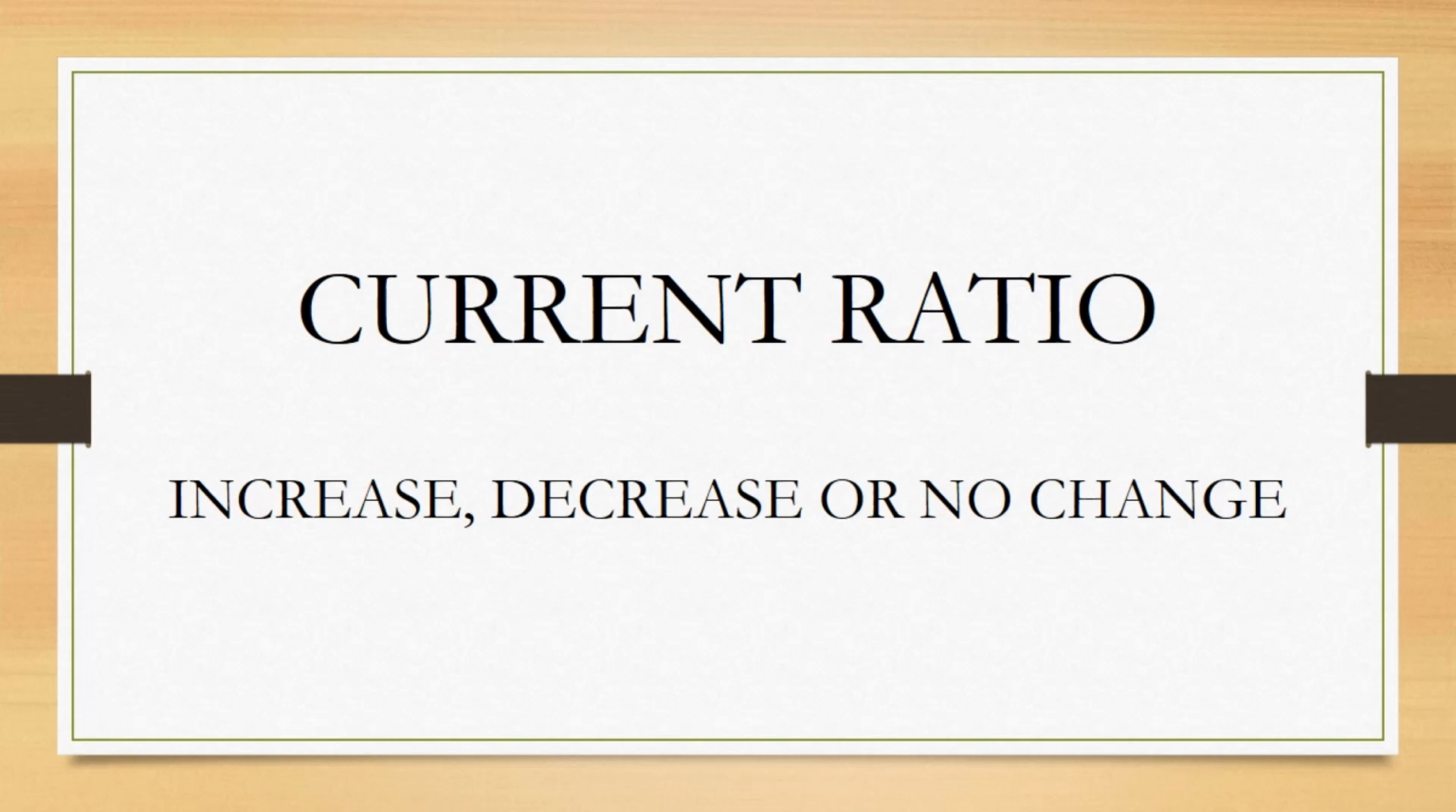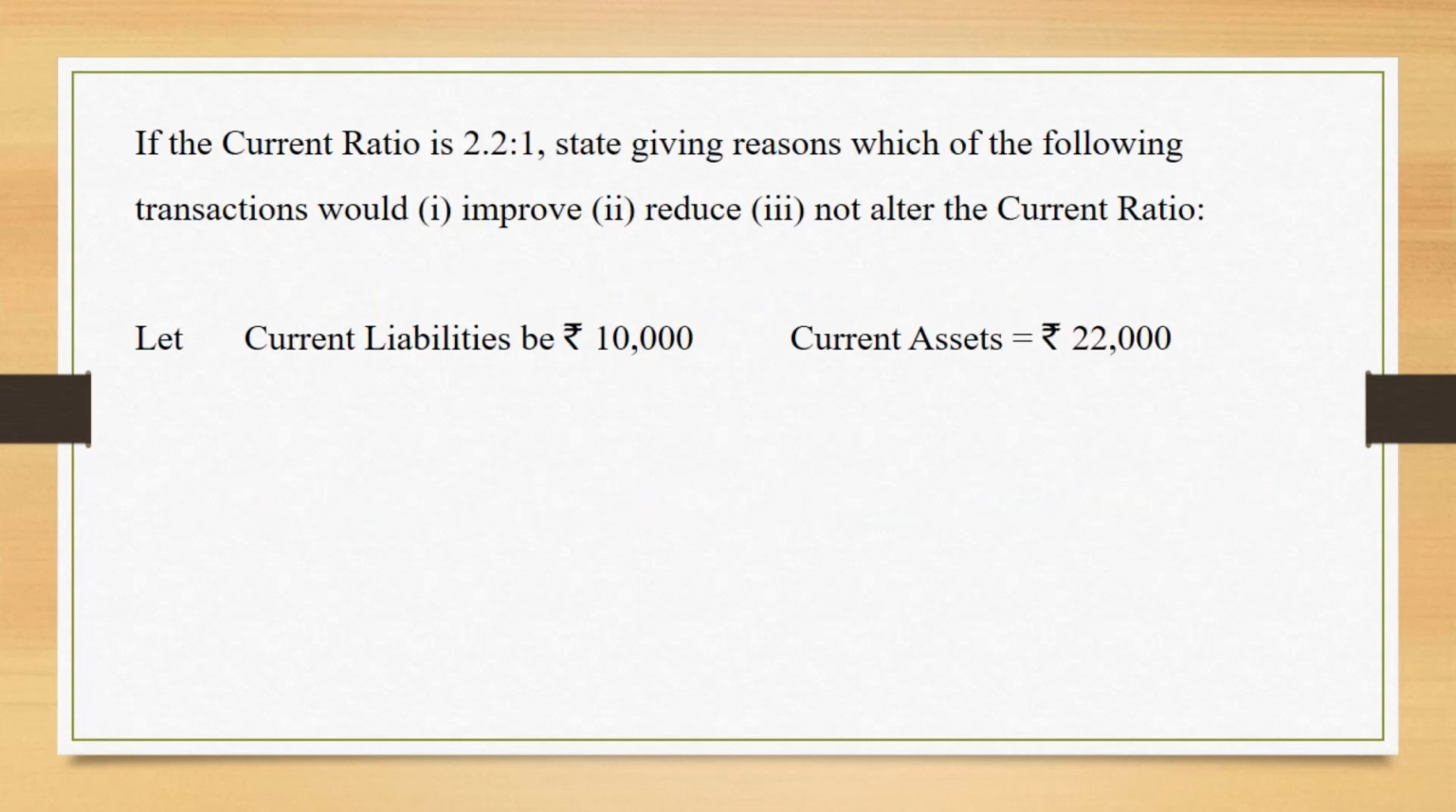Here we are going to discuss something about the current ratio, the sums which are based on increase, decrease or no change. Let us take an example. If the current ratio is 2.2:1, state giving reasons which of the following transactions would improve, reduce or not alter the current ratio. The ratio given to us is 2.2:1. So here I have assumed current liabilities as 10,000 and so current assets will be 22,000.